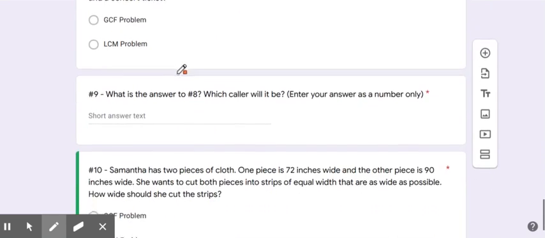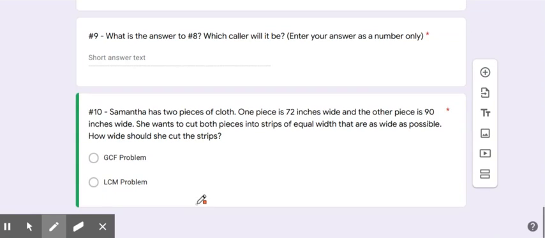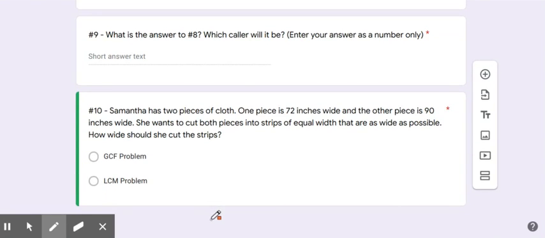Okay, you try number 10. It's asking you, is this a GCF or an LCM problem? Be sure you click submit when you are done. And if you miss any, I would like for you to go back and fix the ones that you missed.